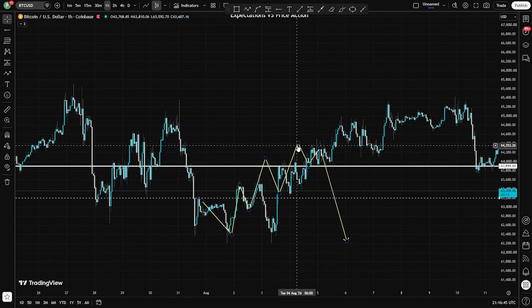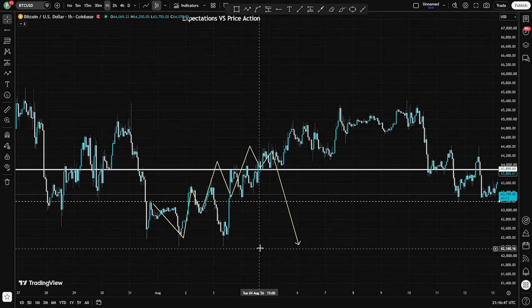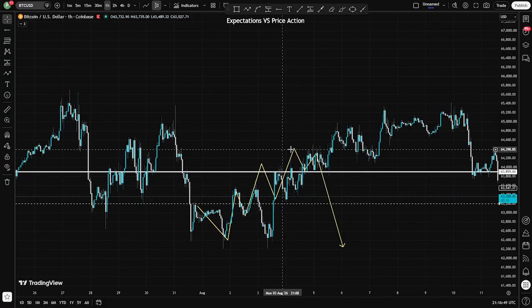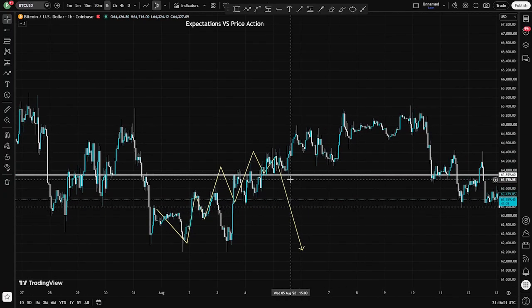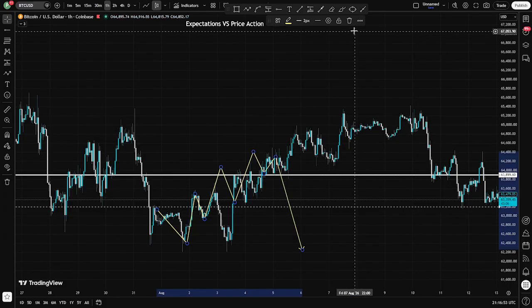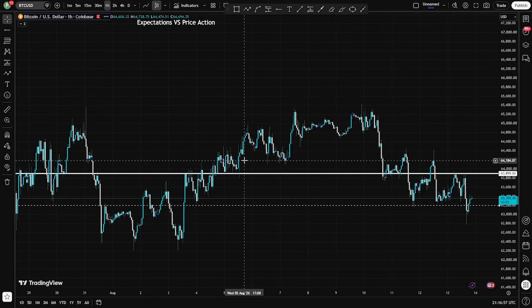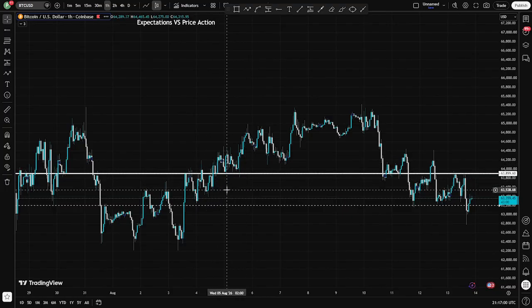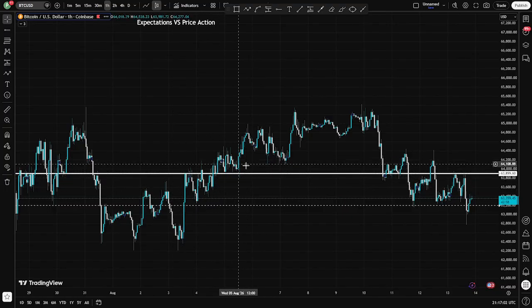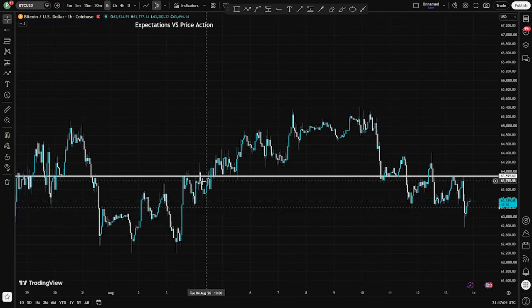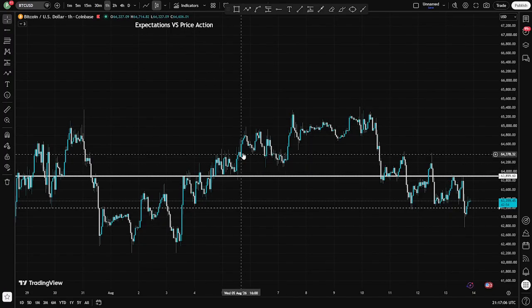So as you can see, most of the times, what price is actually going to do, it will be much different from what you expect it to do. So this is something that I'm trying to solve, and I think that's led me to not touching anything here. So I didn't take any trade all throughout this.